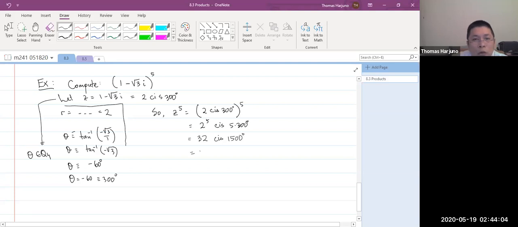Now then, do the coterminal thing. The multiple of 360 is 360, 720, double that, 1,440, right? When you double it. So 1,500 minus 1,440 degrees, that will be 60 degrees, right?